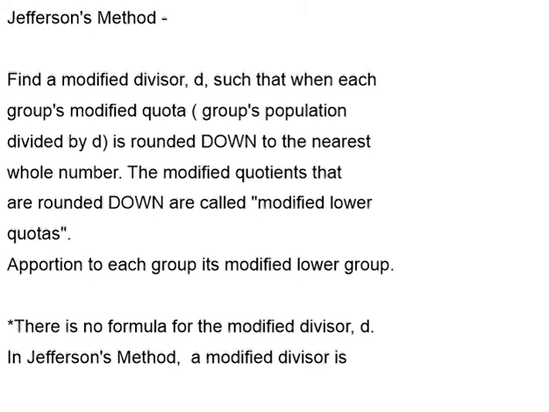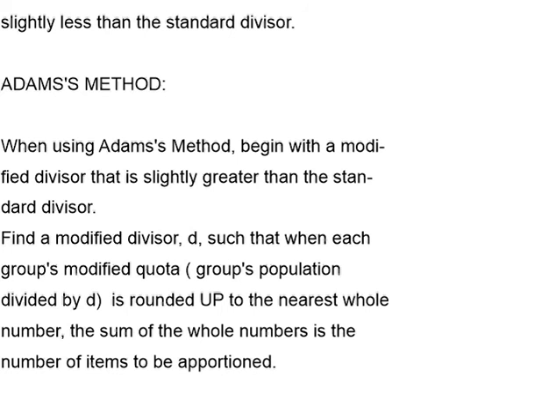Now we will discuss Jefferson's method. Find a modified divisor D such that when each group's modified quota, the group's population divided by D, is rounded down to the nearest whole number. The modified quotients that are rounded down are called modified lower quotas. Apportion to each group its modified lower quota. There is no formula for the modified divisor D. In Jefferson's method, the modified divisor is slightly less than the standard divisor.